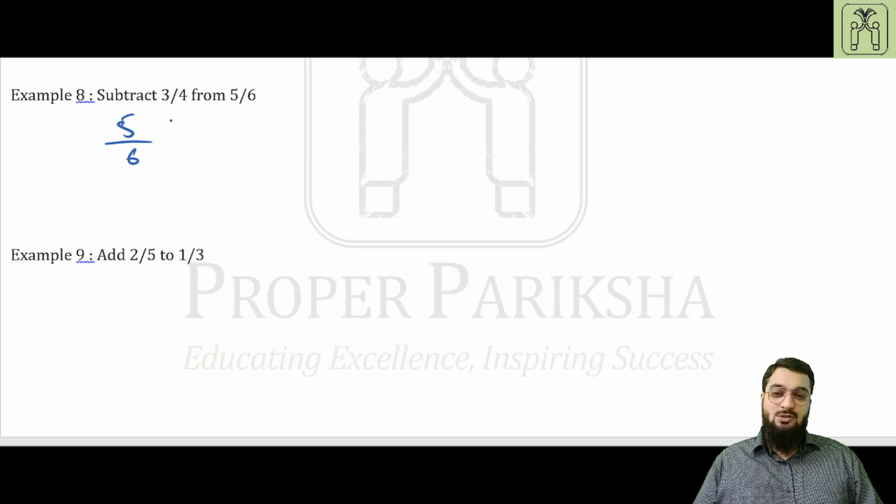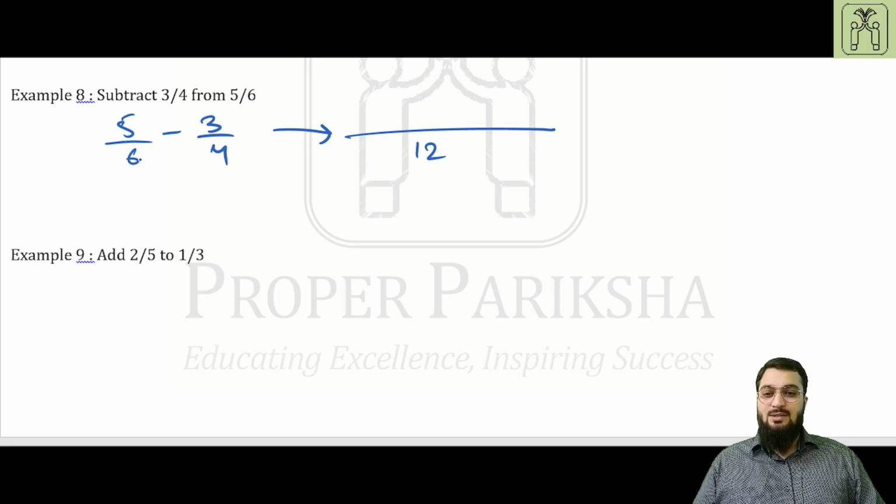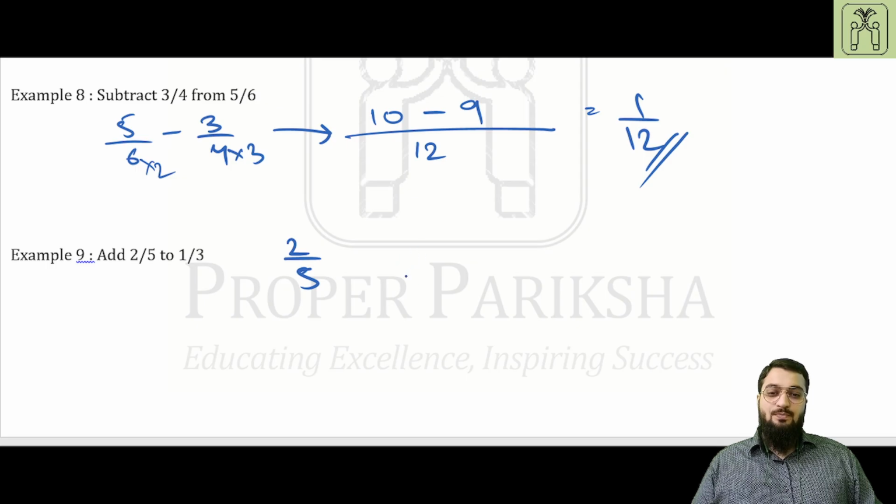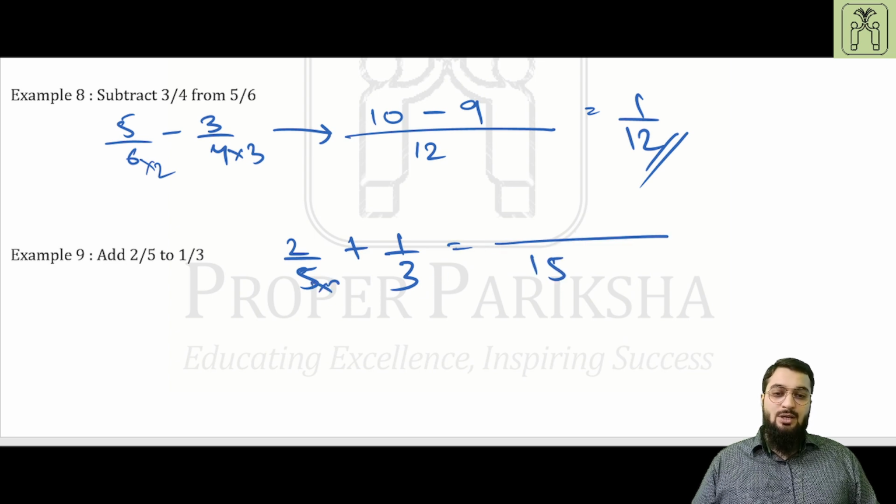We do not have a choice of reversing the order. So 3 upon 4 will be taken over here. 6 and 4 are there. LCM will be 12. Therefore, 12 will be there. So I will take it in common. And 6 into 2 will be there. 4 into 3 will be there. So 5 into 2 will be 10. And 3 into 3 will be 9. This will be 1 upon 12. Add 2 upon 5 and 1 upon 3. So 2 upon 5 to 1 upon 3. That will mean that again LCM, that will be 15, and 5 into 3 and 3 into 5 will be there.